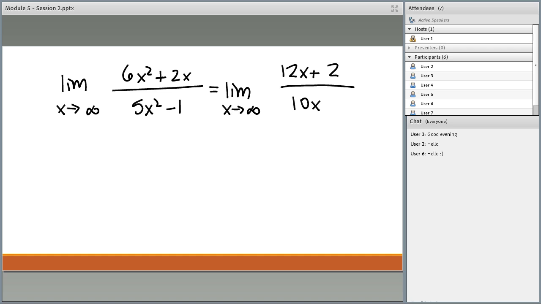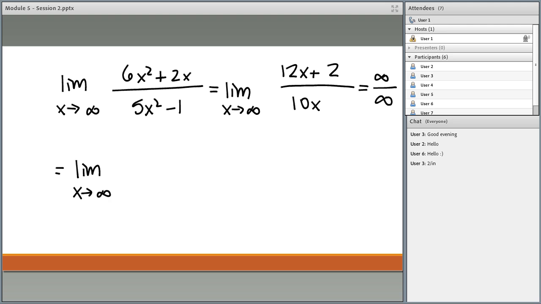What happens when I take the limit as x goes to infinity now? So in the denominator, we have 10 times infinity, so we get an infinite value. In the numerator, we have 12 times an infinitely large number, which is an infinitely large number, and then we're adding 2 to that, so we still end up with an infinitely large number in the numerator. So we still have the same situation that we had before. So what I can do now is I can apply L'Hopital's rule again. So this is the same thing as taking the derivative again.